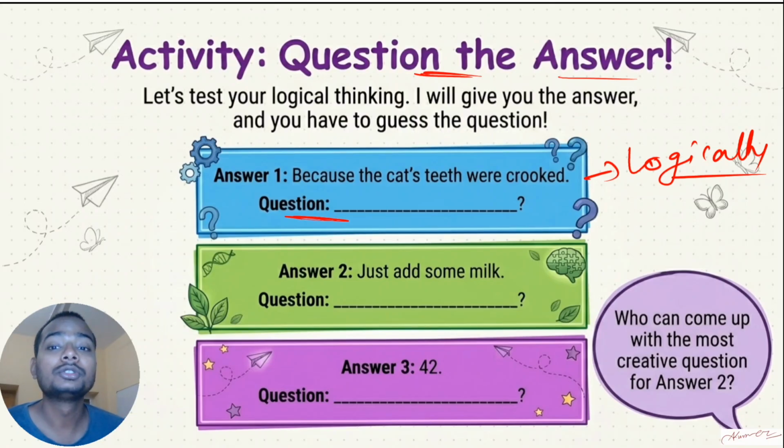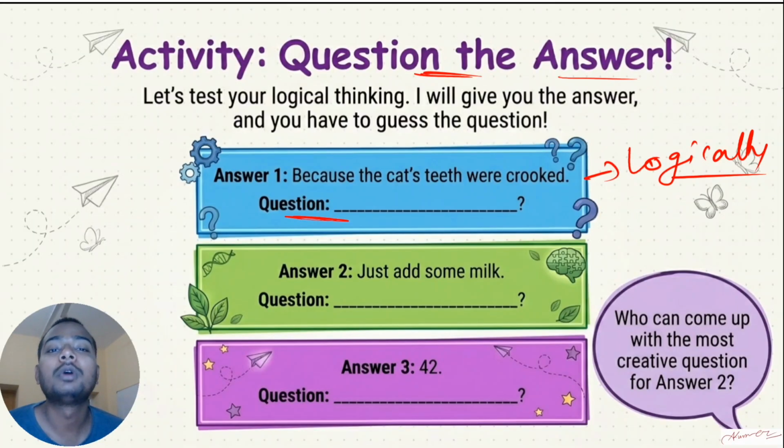Now, first one, let's say I say that because the cat's teeth were crooked. What could be the question for that? This is the answer. There can be a lot of questions. Because the cat's teeth were crooked, why was the cat not able to drink milk? That could be one question. Why does the cat seem to be so low?